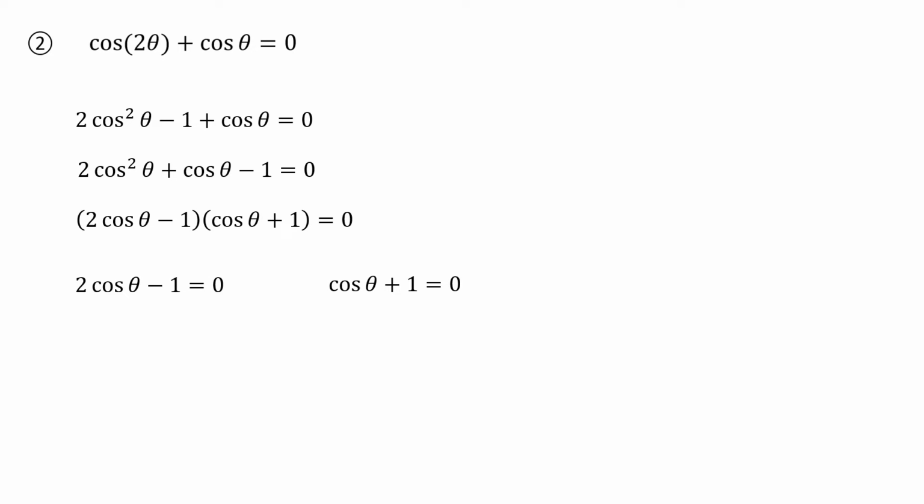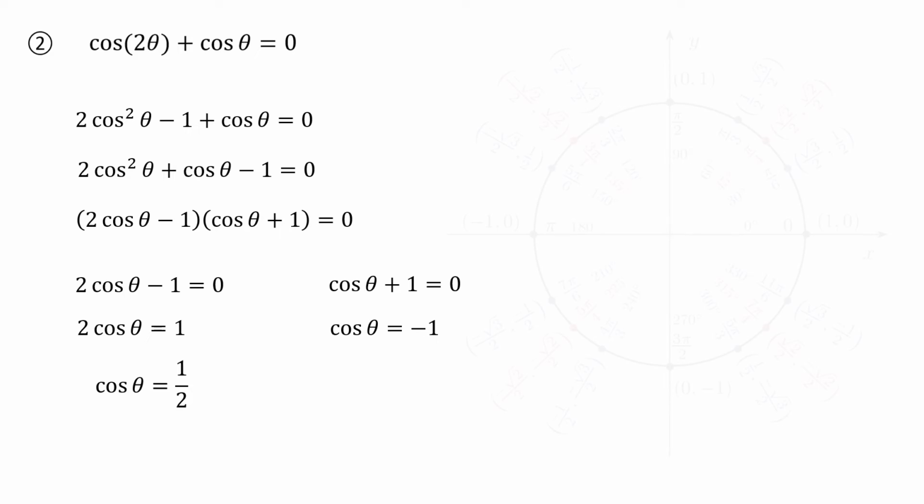Thank you, multiplicative property of 0. I can separate this into 2 different equations, because if we multiply 2 factors and get an answer of 0, one factor had to be 0. Add 1, divide by 2. On the other equation, we just have to subtract 1. So we know either cosine of theta is positive 1/2, or cosine of theta is negative 1.